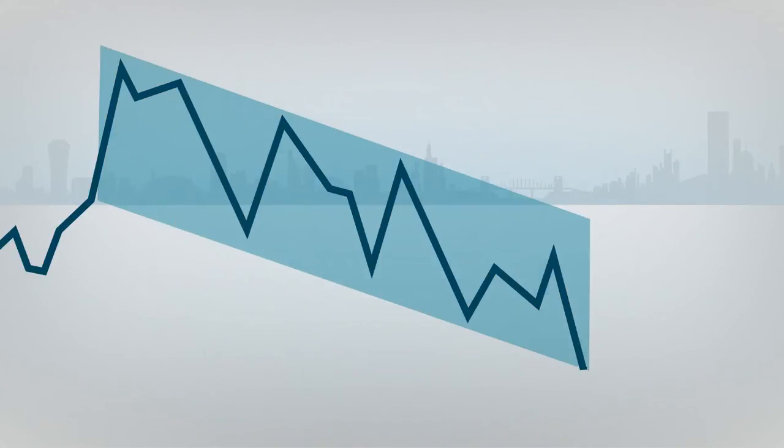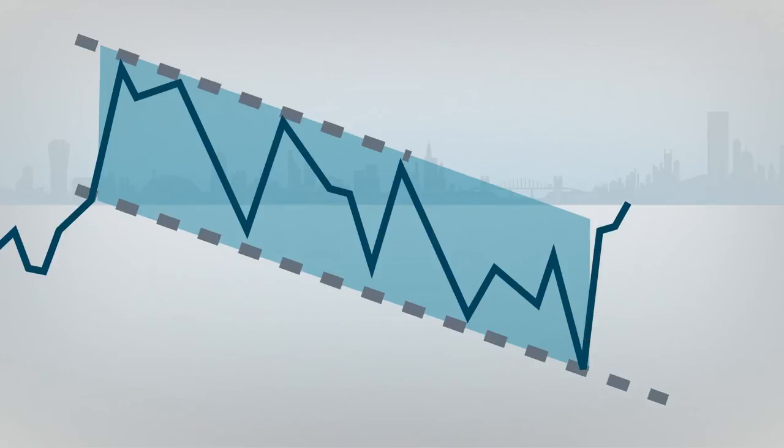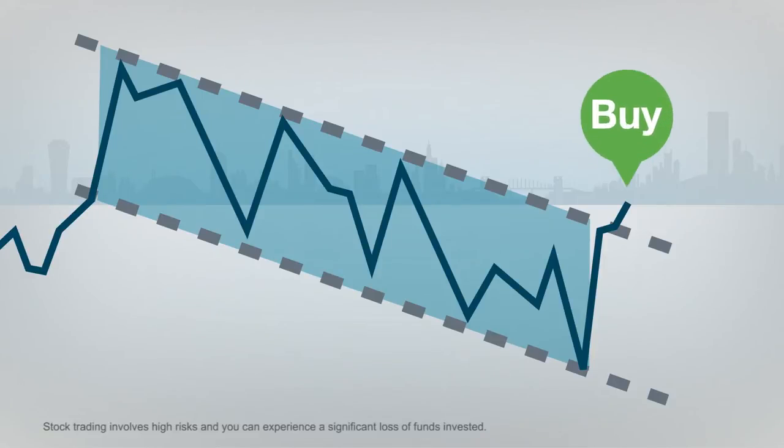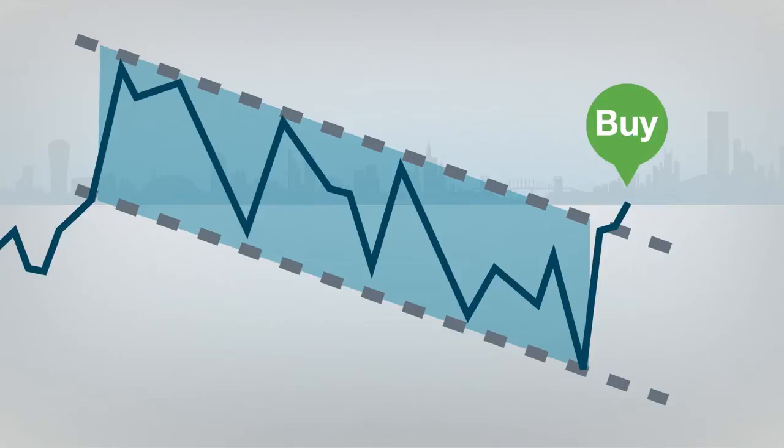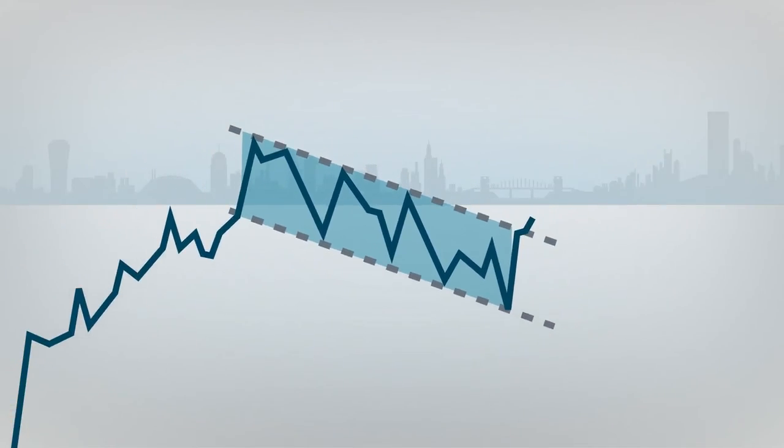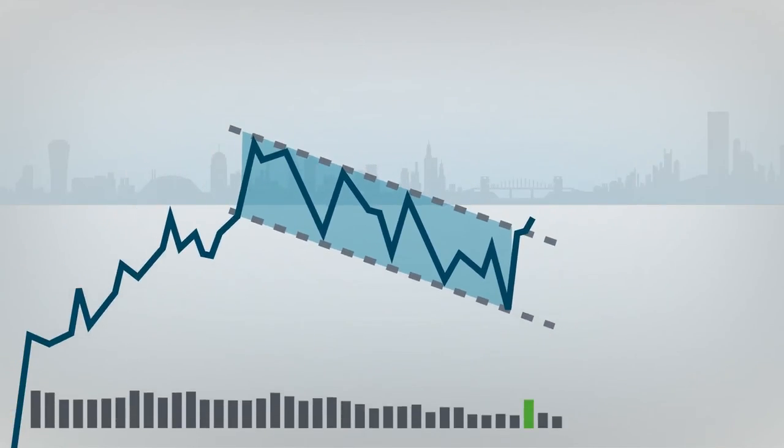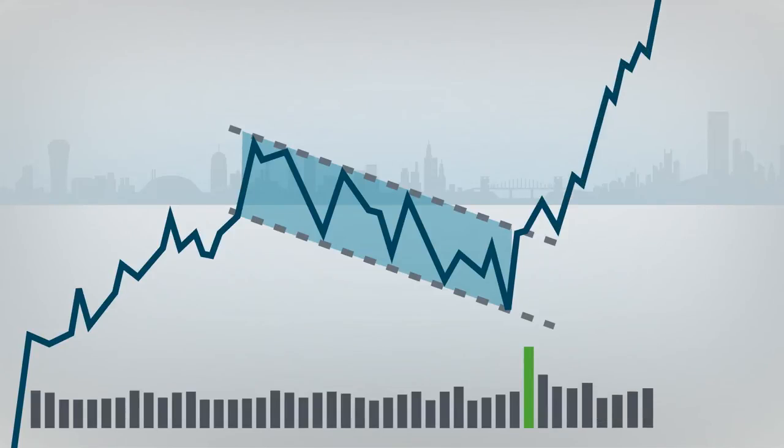The pattern is complete when the price closes above the original diagonal resistance level and finds a new level of support. This breakout point is typically seen as a buy signal. Once the stock has broken through resistance, it's important to confirm the move. To do this, look for higher than average volume as the stock breaks through resistance. Higher than average volume is important because it means the stock's price may be more likely to continue upward.